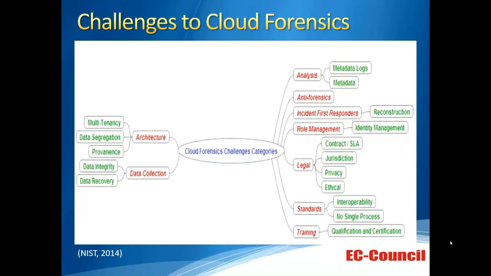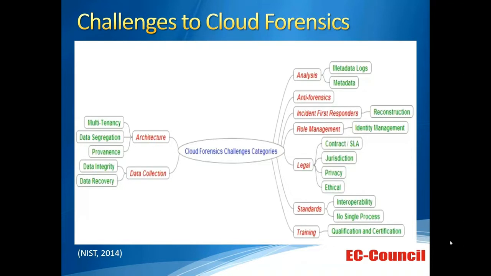Data collection, it's difficult to maintain data integrity, conduct data recovery, establish data location, and imaging is extremely difficult. Then analysis, it's difficult to correlate, reconstruct, and time synchronization becomes a challenge, with consistency with log files, metadata, and reconstructing timelines. Anti-forensics, it's easy to obfuscate data, hiding it, and the risk of malware as well.